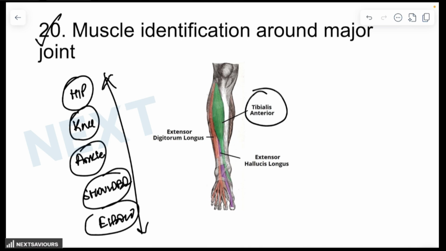Till date, it is the tibialis anterior muscle which they have not asked by giving you the image, and there is a likely possibility that they can ask it this time.